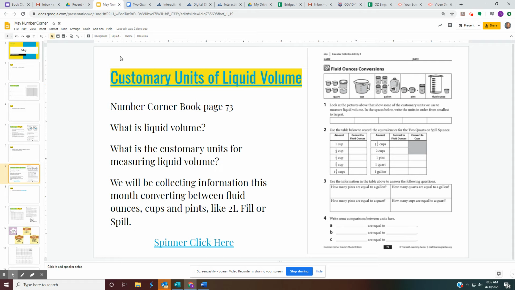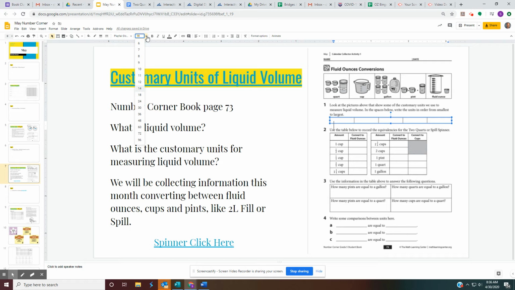All right. Now, looking at these pictures, we have to label these from smallest to largest. So why don't you pause the video, write that in, and then I will add the answers in shortly. Pause the video and get those written in.